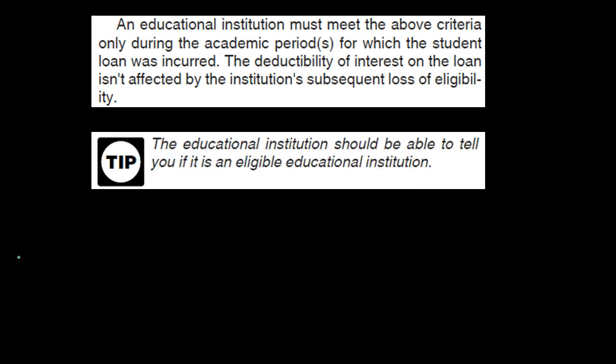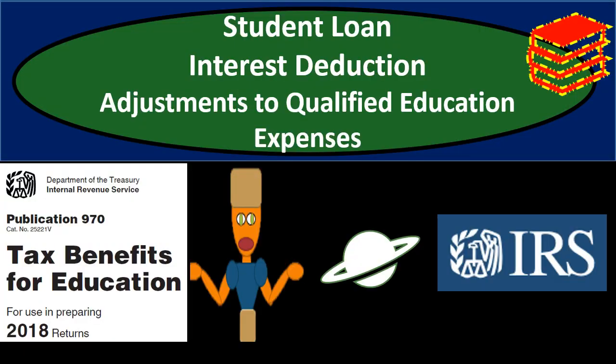Back to the text. The educational institution should be able to tell you if it is an eligible educational institution. So you should be able to contact the institution. They should be able to let you know that. They should be able to give you their credentials, in essence, as an educational institution. In this presentation, we will take a look at adjustments to qualified education expenses as they relate to student loan interest deduction.